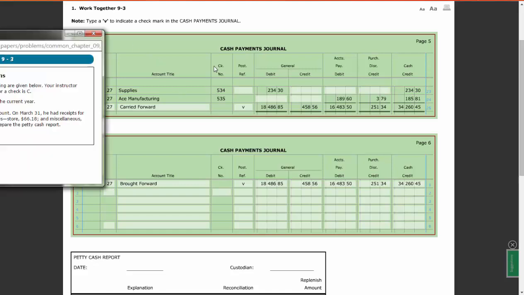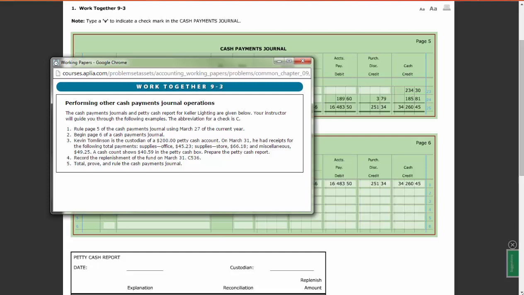Now, we just did instruction 1 and instruction number 2, but instruction number 3, this is your mind bender for the day. You ready? Kevin Tomlinson is the custodian of a $200 petty cash account. On March 31st, he had receipts for the following total payments: supplies office $45.23, supplies store $66.18, and miscellaneous for $49.25. The cash count shows that $40.59 is in the petty cash box. Prepare the petty cash report. That is a lot of numbers.